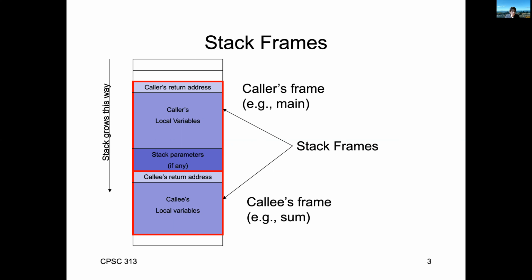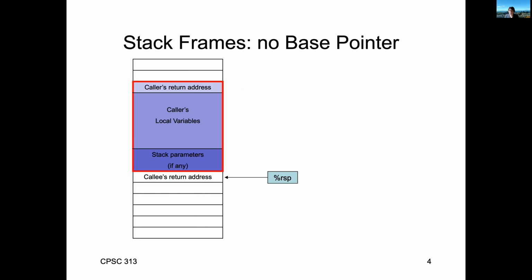And then the stack frame also contains local variables. So those are all the variables you declare local to a function. And if you're going to call another function and you want to pass parameters on the stack, that too will be part of your stack frame. So let's look at the different ways that we can represent stack frames. The first one uses no base pointer, or put another way, it uses only the stack pointer itself to describe the stack frame.